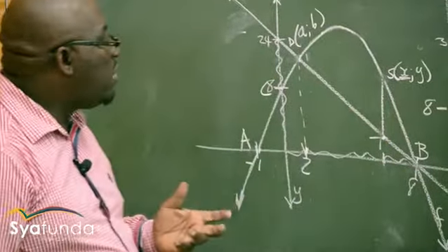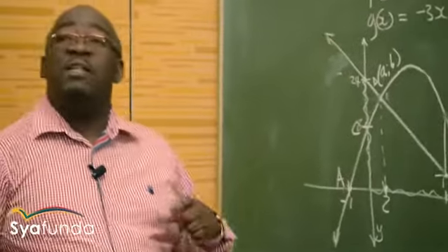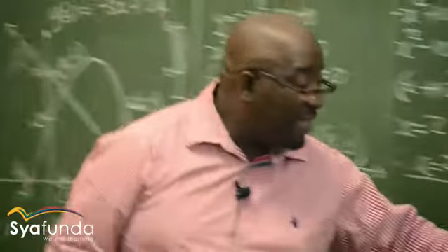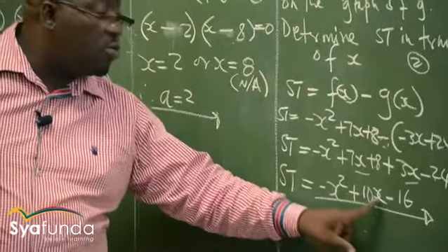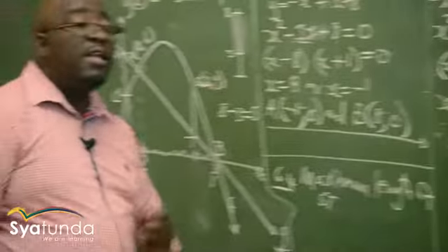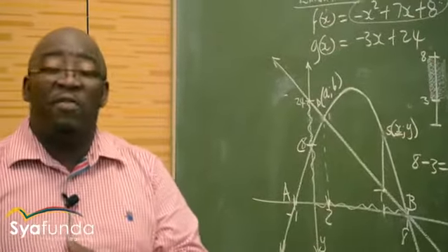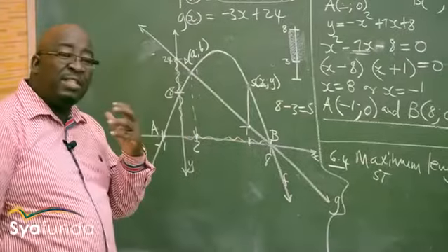Now, how do I do that? The maximum length of ST. I've got to find the maximum value of x. Now, if this is ST, I need the distance of ST, so I find the value of x and put it in here to get the actual length of ST. If I'm looking for the maximum value of ST, I've got to find the maximum value of what? Of ST. Now, how do I do that? I've got to find the maximum value of x.